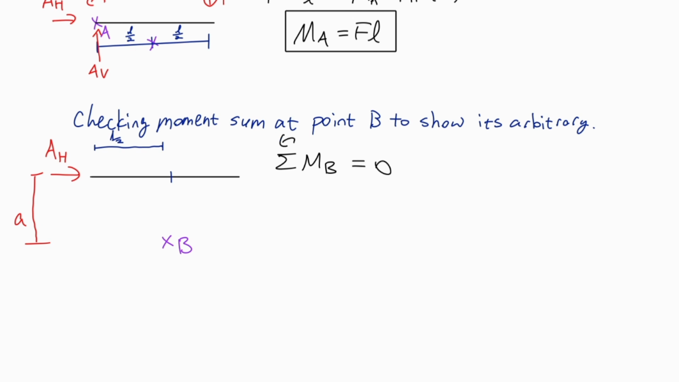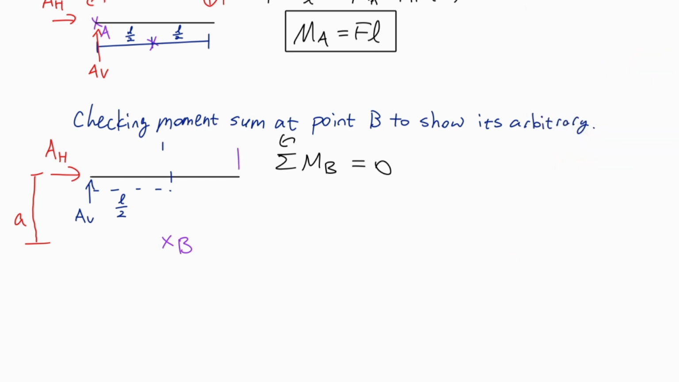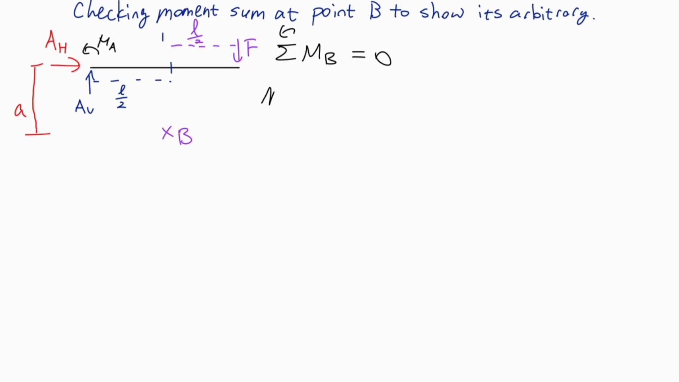Okay, so AH is going to be inducing a moment with this lever arm, right? AV also induces a moment with this lever arm, okay, the L half. And finally, our force F induces a moment with this lever arm L half. Okay, so let's include all three of these terms. And of course, also we have our point moment. I defined counterclockwise as positive this time just to show you that you can.